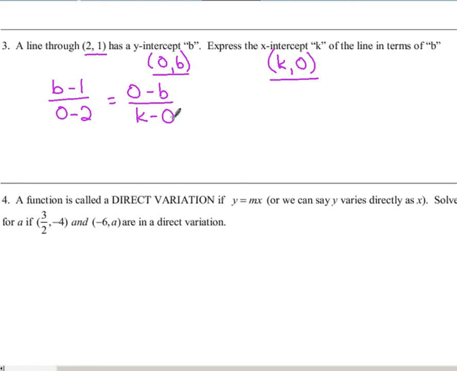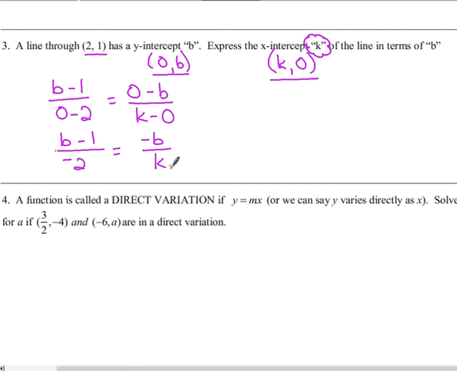So we've got all these variables floating around. Trying to understand the question, we're expressing the x-intercept k of the line in terms of b. So are we solving for k or are we solving for b? We're expressing the x-intercept k in terms of b, so we're solving for k. If I clean this up a little bit, I've got (b minus 1) over negative 2 equals negative b over k.